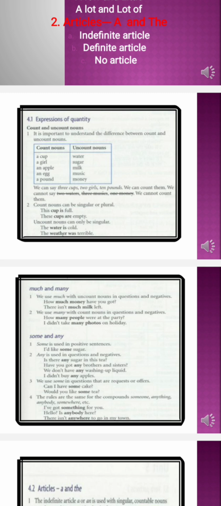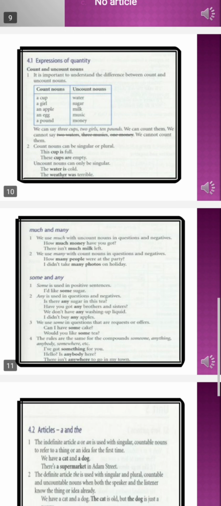Number 2, count nouns can be singular or plural. For example, this cup is full. Another example, these cups are empty. Uncount nouns can only be singular. For example, the water is cold. The weather was terrible.